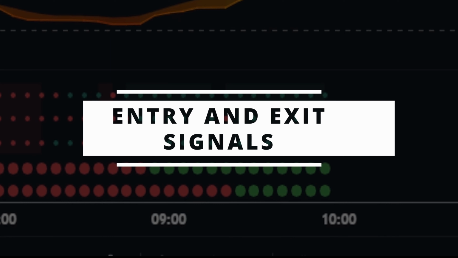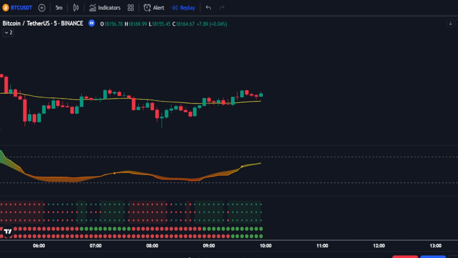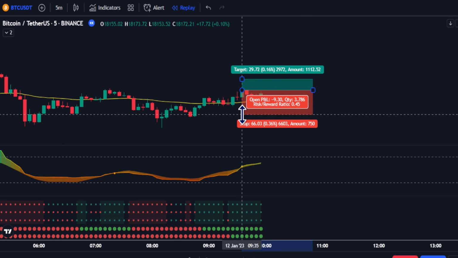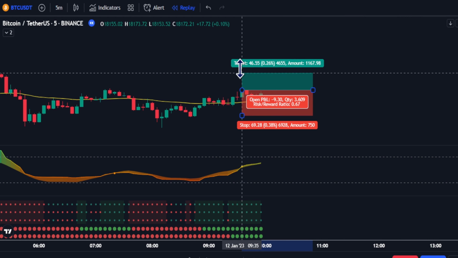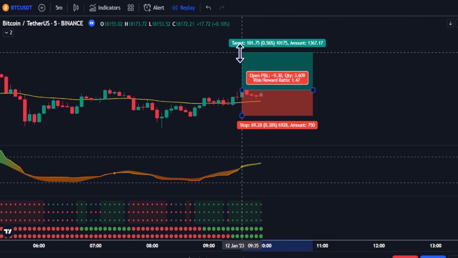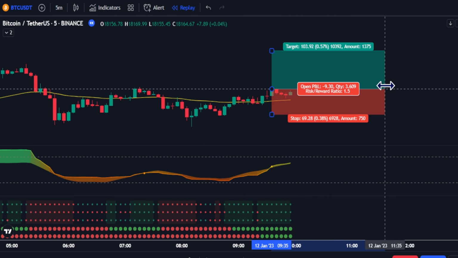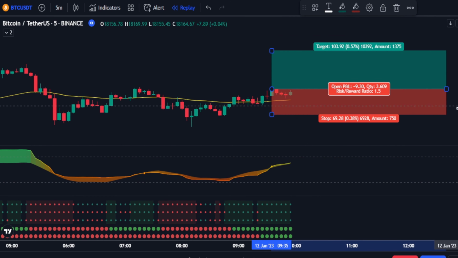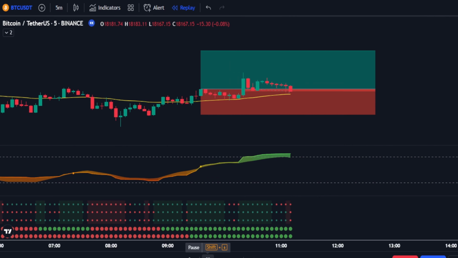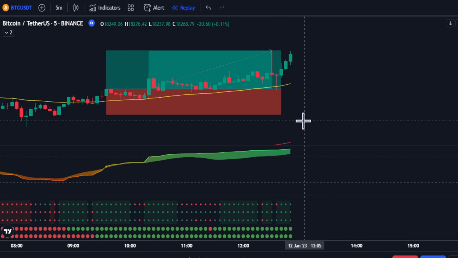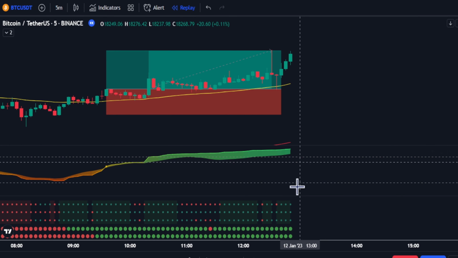Entry and exit signal. As you can see, all of the conditions were met, so we will enter into a long. We will put the stop loss at the recent swing low or right below a recent support point. For the take profit, we will target a 1.5 times risk to reward ratio. As you can see, the trade was very profitable.